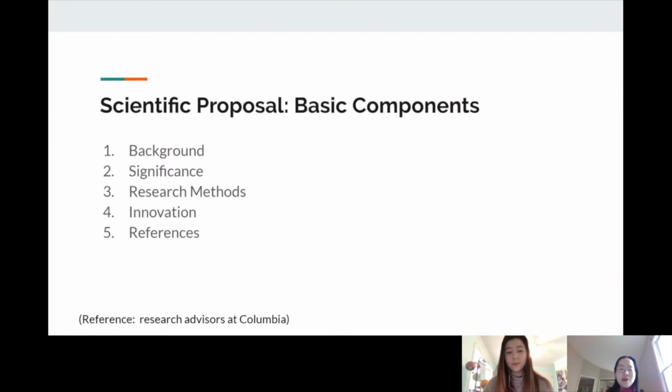You'll see I'll be referencing the research advisors at Columbia. At the bottom, I've had numerous really wonderful research advisors during my time at Columbia, and I've synthesized all of the things that they've taught me and boiled it down and pulled out the most important points for this presentation. So I'll be referencing my most influential research advisors at the end of the section of the presentation, but just so you know what that reference is for.